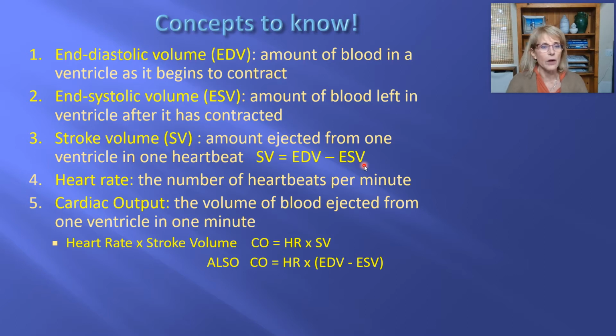Now, you know the heart rate. The heart rate is just the number of heartbeats per minute. If we take our stroke volume and multiply it times the heart rate, we get this number, cardiac output. Cardiac output's a super important measurement of how well your heart is working. If your heart can't pump out enough blood, it ain't keeping you alive. So cardiac output is the stroke volume multiplied by the heart rate. And since the stroke volume is equal to the end diastolic volume minus the end systolic volume, both of these formulas are accurate for cardiac output.